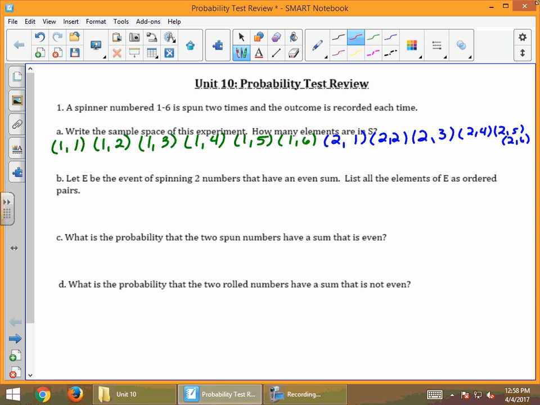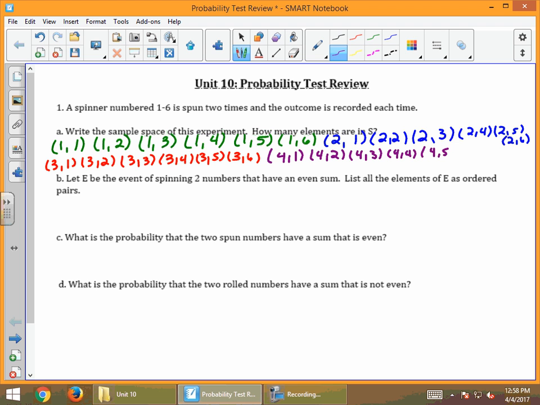Again, same pattern, but 3 is going to be first. So 3, 1, 3, 2, 3, 3, 3, 4, 3, 5, and 3, 6. Repeat the same thing, but with 4 first. 4, 1, 4, 2, 4, 3, 4, 4, 4, 5, and then a 4, 6. Write down the same pattern with rolling a 5 first. Write down the same pattern with rolling a 6 first.